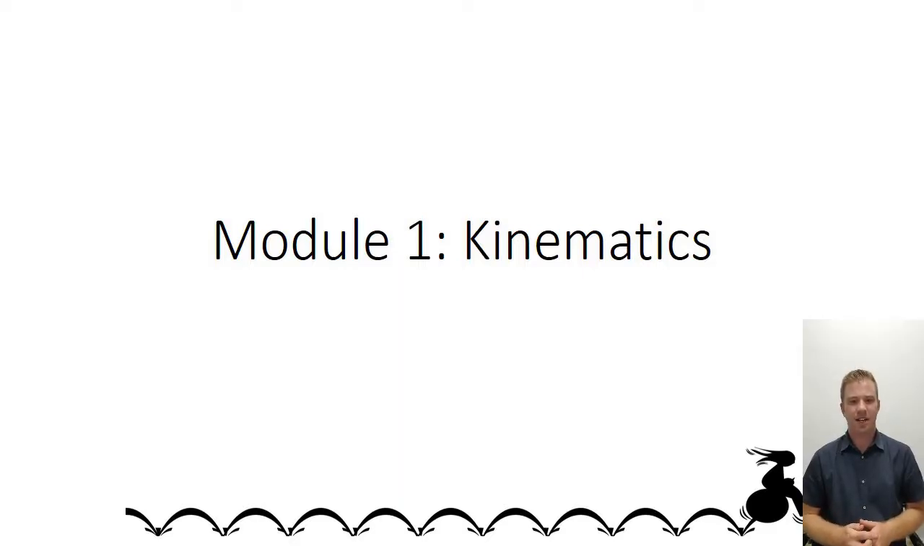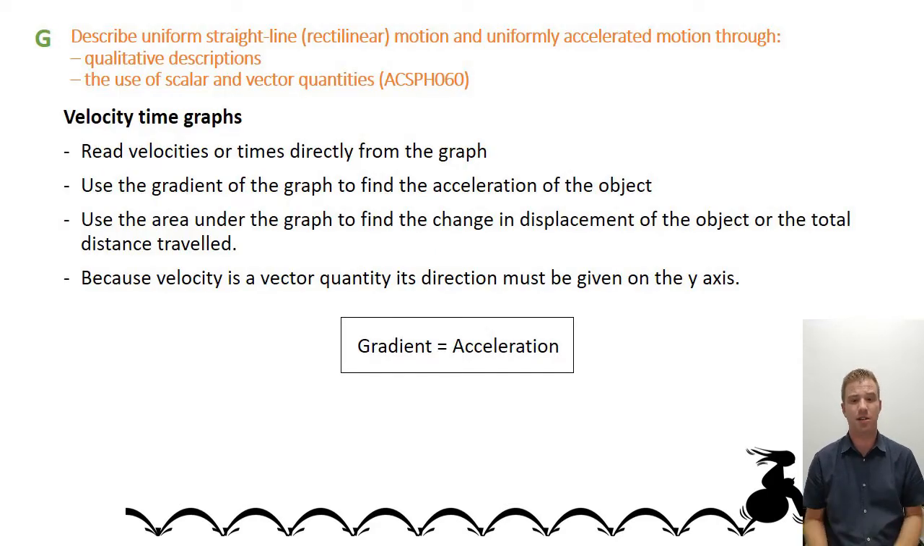Okay, now let's have a look at velocity time graphs. In my previous video, I just looked at displacement time graphs, so check that out if you haven't already. With velocity time graphs, it's a very similar concept where we read velocities or times directly from the graph. We use the gradient to find the acceleration of the object, and we use the area under the graph to find the change of displacement of the object or the total distance traveled.